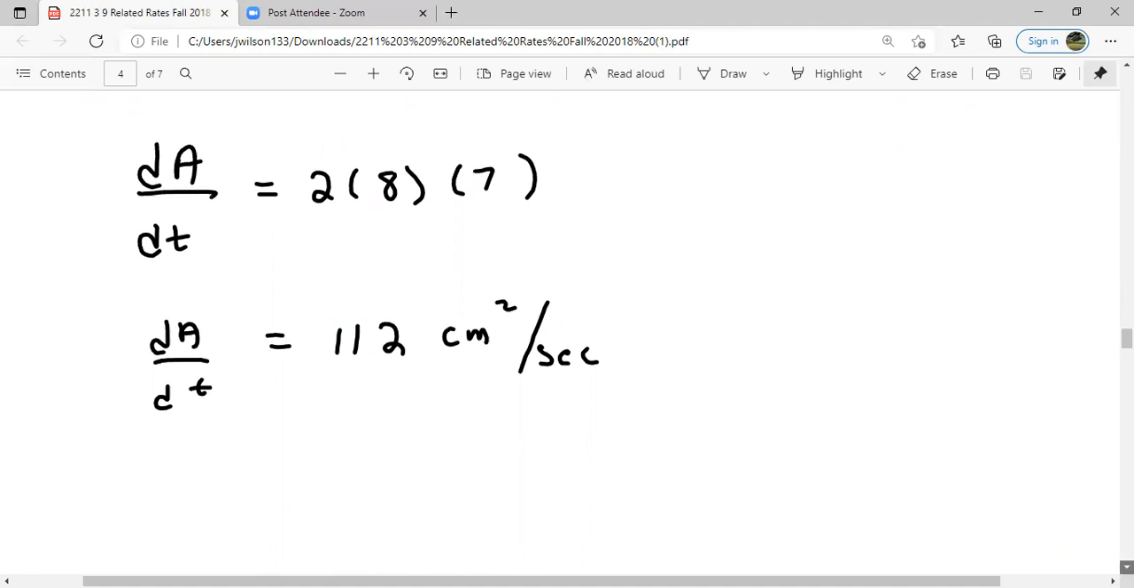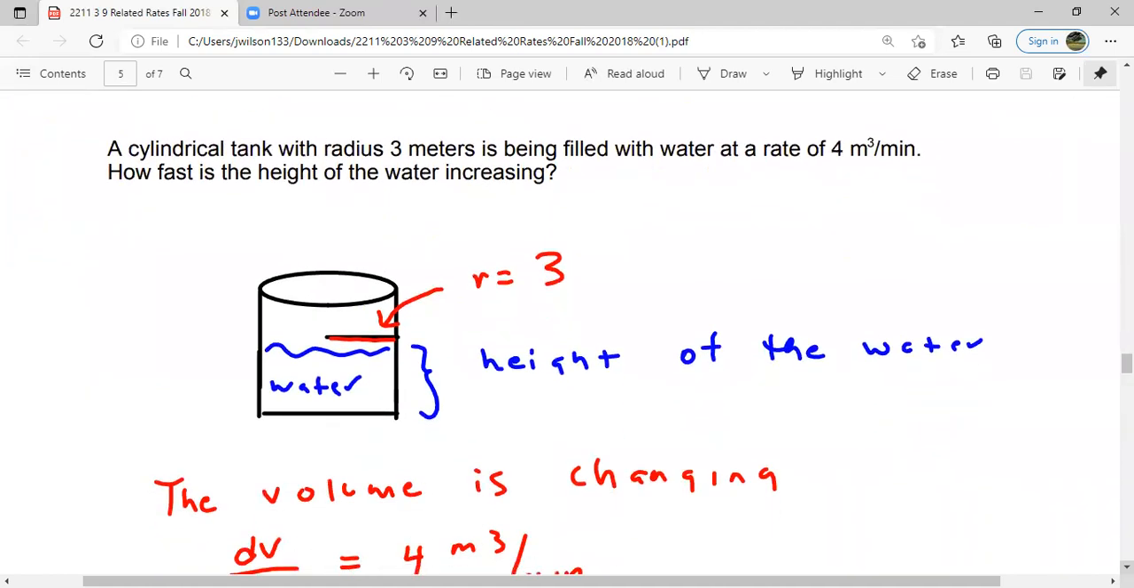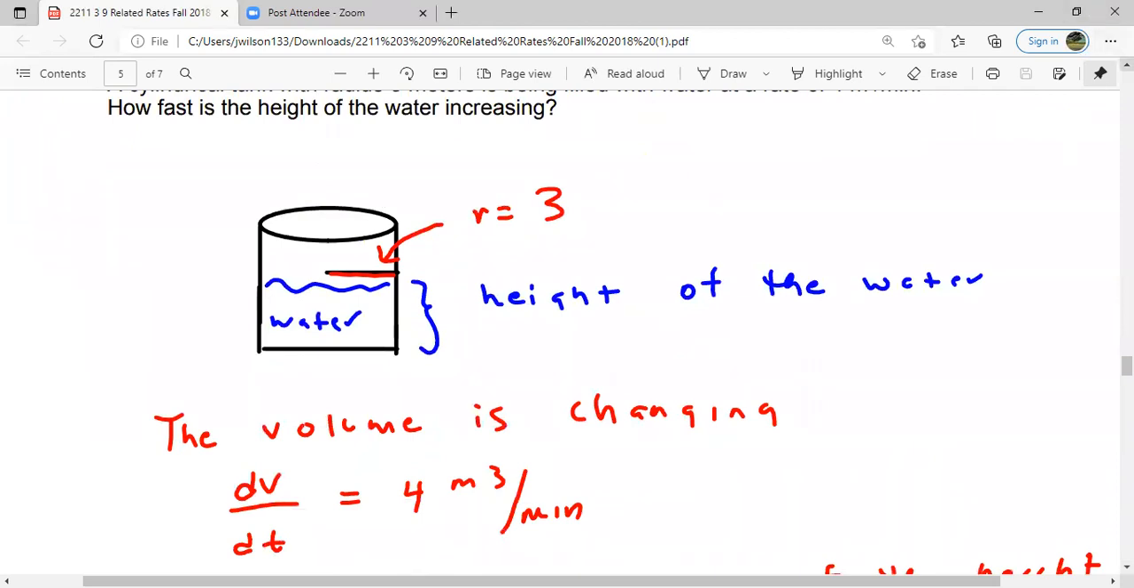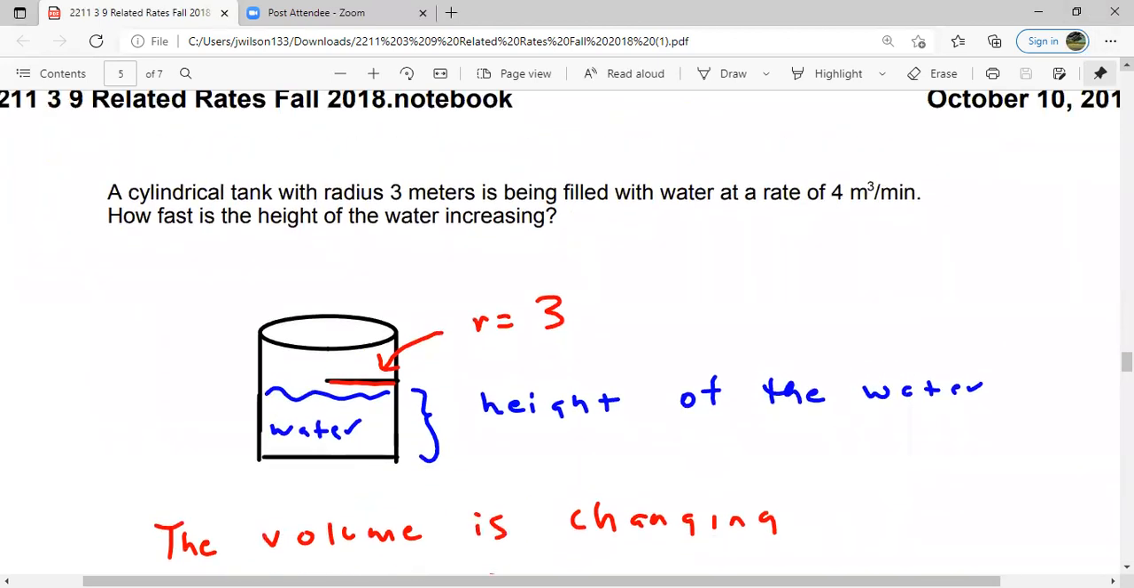Okay, now, this is a pretty straightforward one too. We've got a cylindrical tank with radius 3 meters. It's being filled with water at a rate of 4 meters cubed per minute. So we want to know how fast is the height of the water increasing. So I just drew a little picture of a tank and the water is increasing. We've got water coming in, and so the height of the water is increasing, and the water is coming in at this rate.